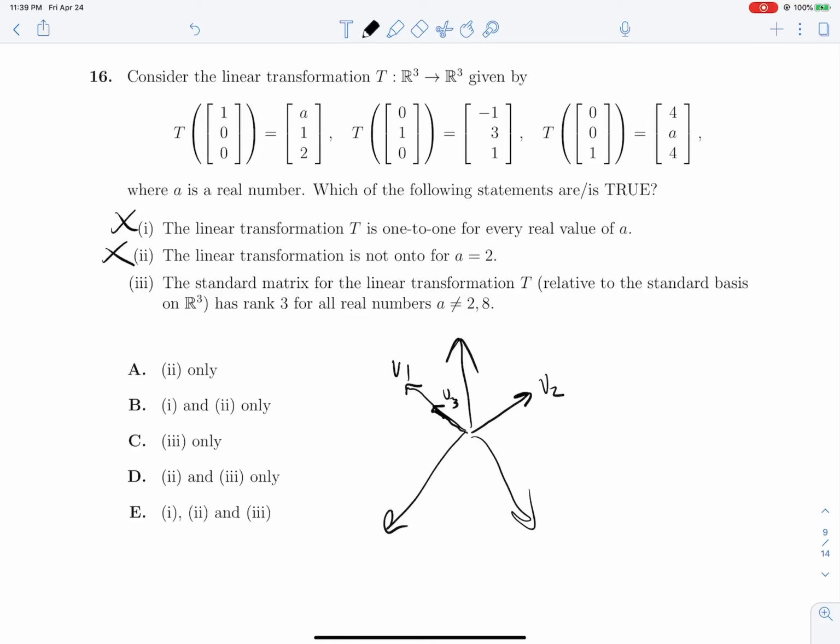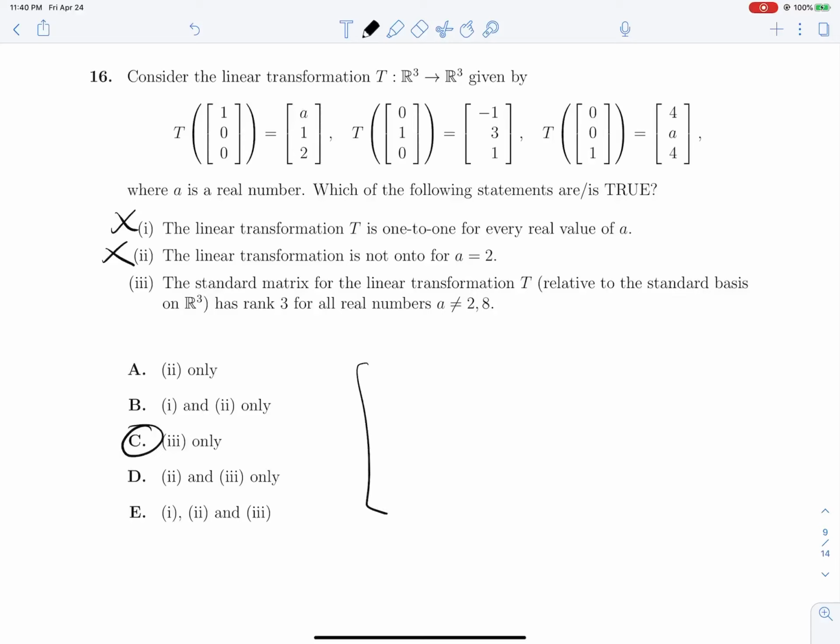What about 3? The standard matrix for the linear transformation T relative to the standard basis on R3 has rank 3 for all real numbers not equal to 2 or 8. Well, since 1 and 2 are incorrect, we know that 3 is true, and you should be able to go in and solve for those values. And I may or may not cut right here, depending on whether or not I figure it out or not.